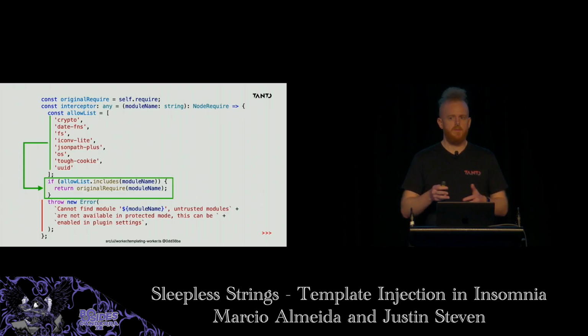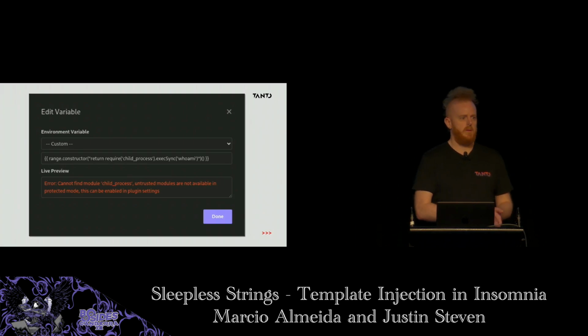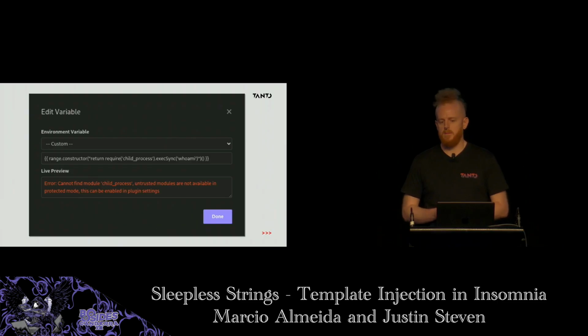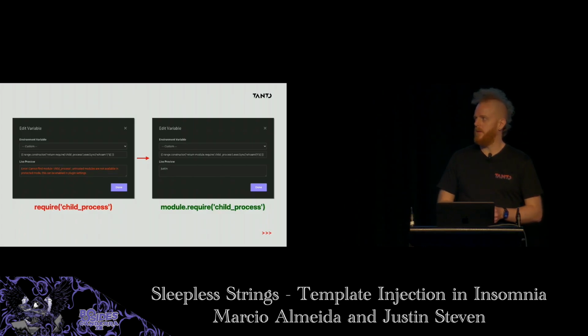Created an allow list of certain modules that can be used with the require function from within the sandbox. And if you try and pull in child process so you can run an external process, you get yelled at because it's not on the trusted list. Turns out you can use module.require, which bypasses this wrapper, and you can still achieve arbitrary external command execution.